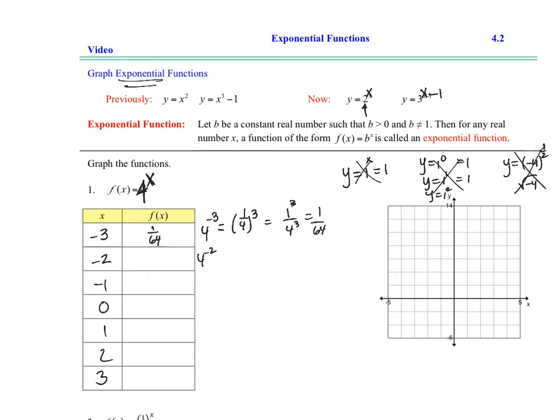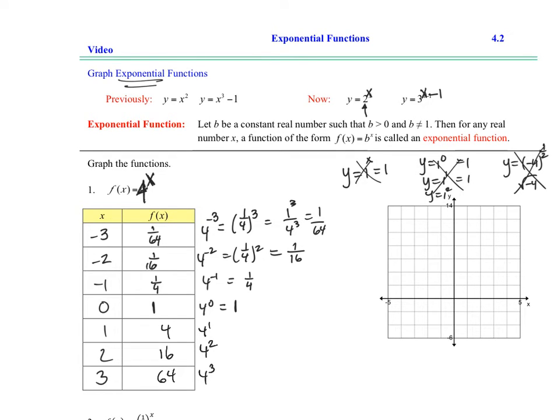4 to the -2, reciprocal to the positive power, gives you 1/16. And 4 to the -1 would be the reciprocal to the +1 power, or just 1/4. 4 to the 0, anything to the 0 is just 1. And 4 to the 1 is 4. 4 squared is 16. And 4 cubed is 64. Great, so now we can go ahead and plot each of those ordered pairs.